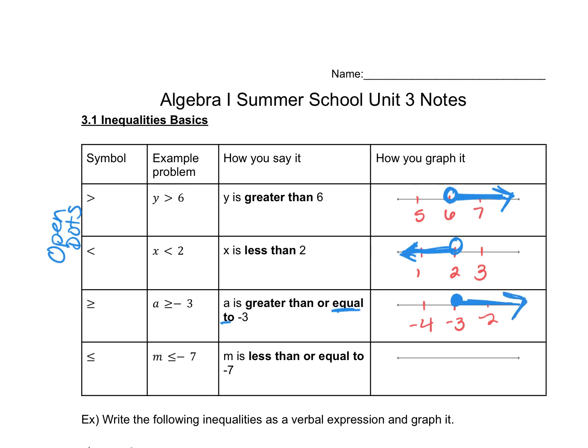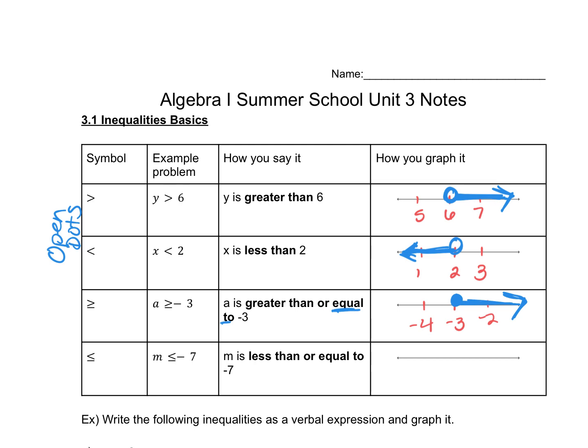I didn't say this up above, but I should have. The reason those were open dots is because they don't include the actual number. Like this one doesn't include 6. It's all the numbers really close to 6, like 6.1 and 6.0004 and all those really small numbers, but it doesn't actually include the whole number 6.